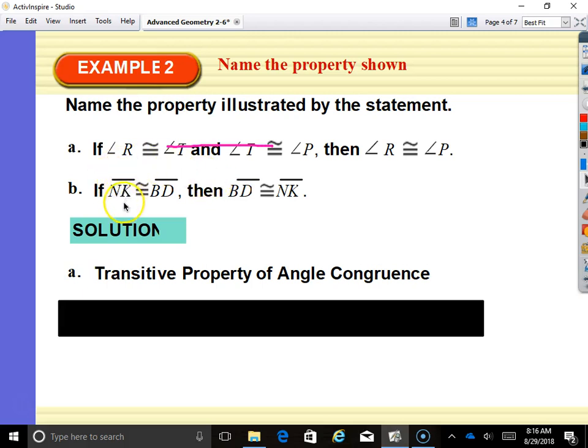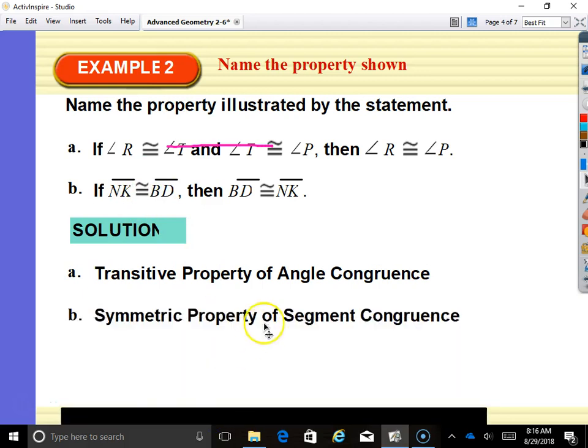So he thinks it's symmetric. This is like if A equals B, then B equals A. Flip-flop. So he's saying flip-flop is symmetric, and this is dealing with segment congruence, symmetric property of segment congruence.